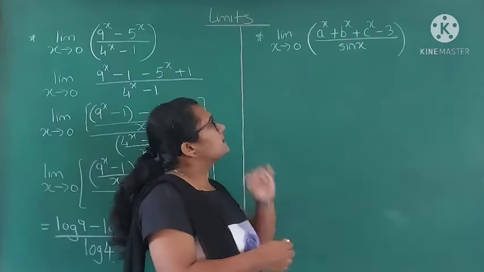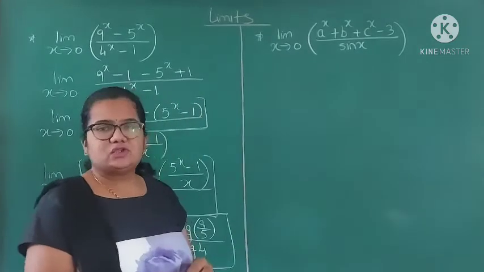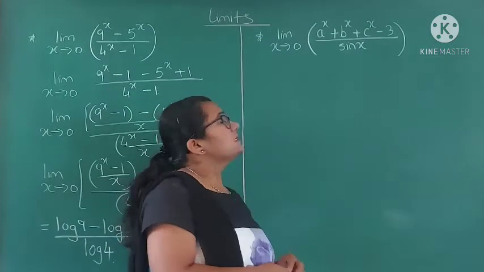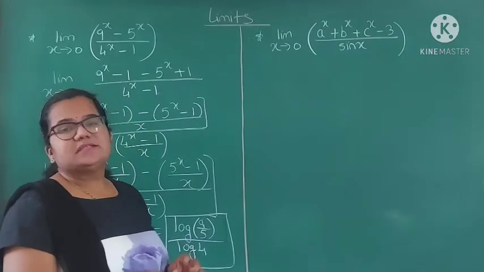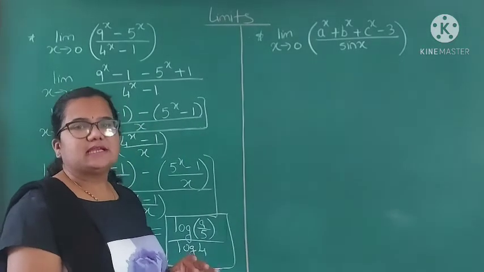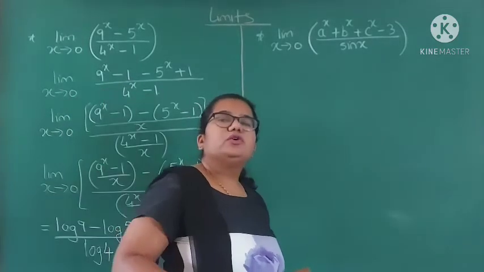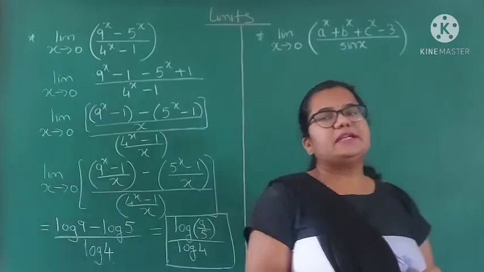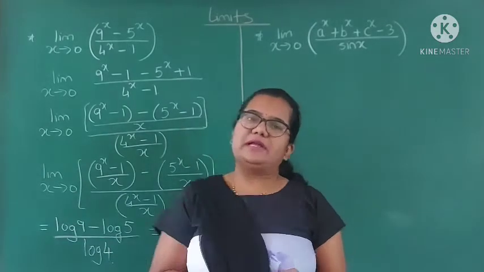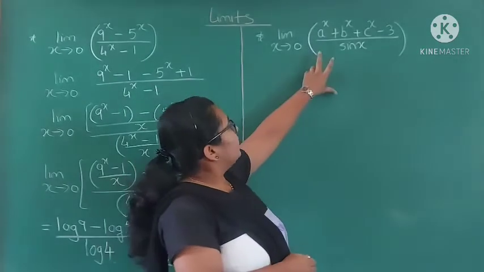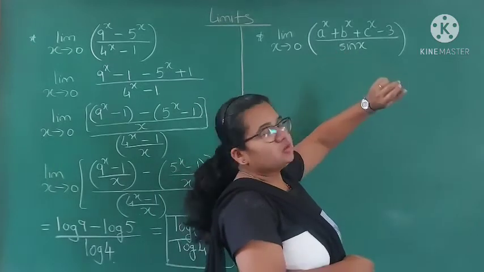So let us see the next example. What is our next example? Limit as x tends to 0, a raised to x plus b raised to x plus c raised to x minus 3 upon sin x. So again here we are going to use the same formula, that is limit as x tends to 0, a raised to x minus 1 upon x. Right? So here again you can see we require minus 1 with each term.